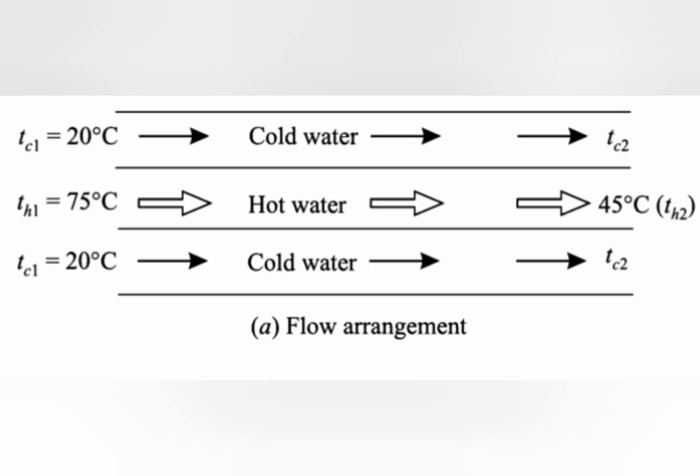So this is the figure according to the given condition. We have a parallel flow arrangement. We know the cold water and hot water are moving in parallel, and the inlet temperature TC1 of the cold water is 20 degrees Celsius. Correspondingly, the inlet temperature of the hot water is 75 degrees Celsius. Similarly, we have the outlet of the hot water as 45 degrees Celsius, but we don't have the outlet temperature of cold water. Okay, let's look at how to solve this problem.